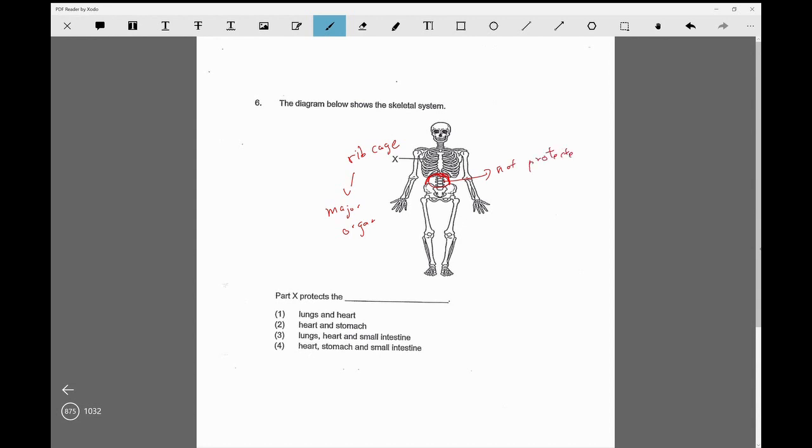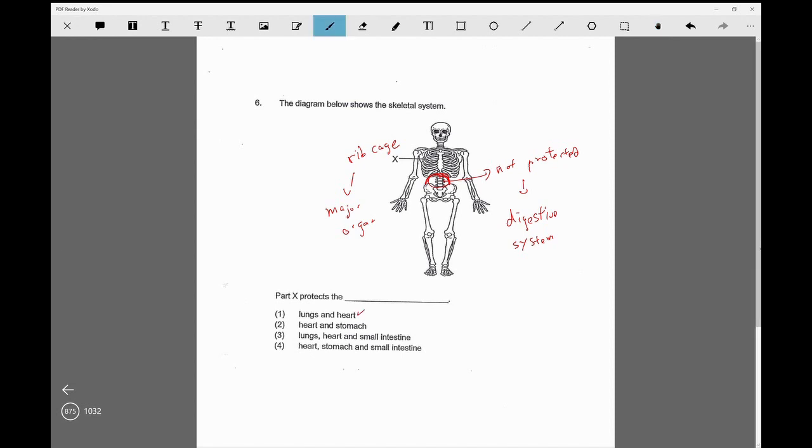So what does it not protect? It does not protect your digestive system. I mean, evolutionary wise, probably this allows us to bend. That's why there's a gap there. So it doesn't protect your stomach and your intestine. What it protects is your lungs and heart, because they are major organs.